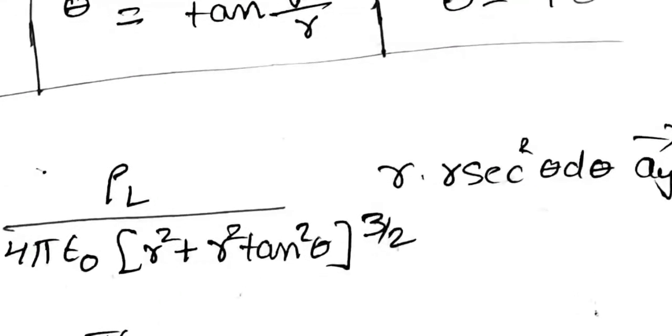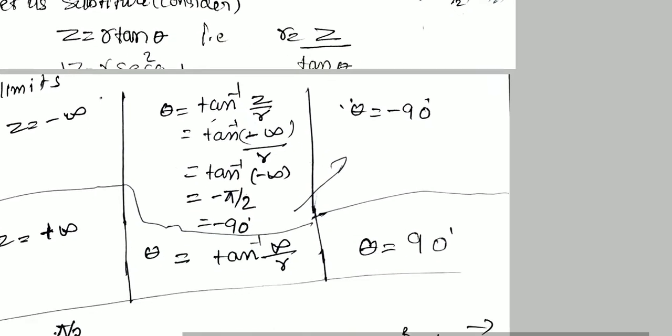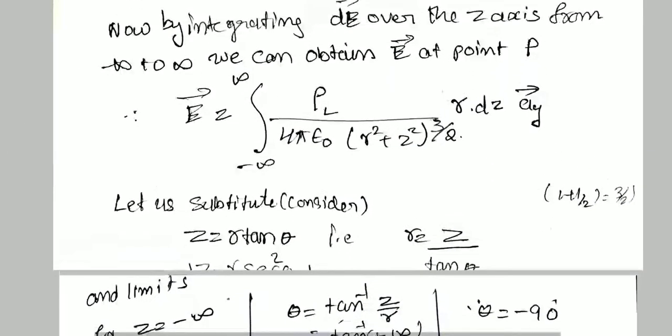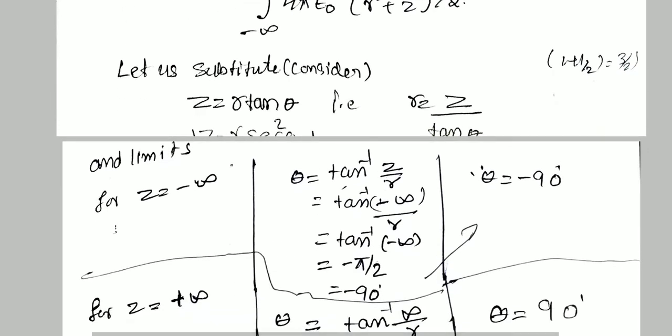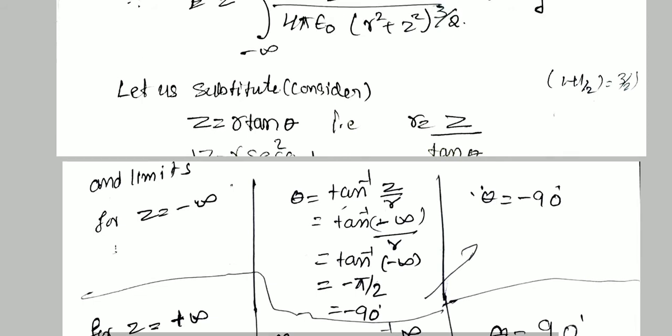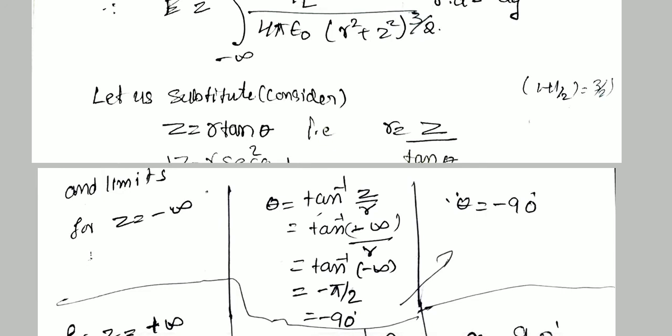We will substitute these values in the given equation. Here r square tan square theta we are substituting, and dz is replaced by r into secant square theta d theta. And whenever we go for substitution, we have to change the limit also. So here we are changing the limit. Z is equal to minus infinity to plus infinity is in terms of z, so we have to replace it in terms of theta.